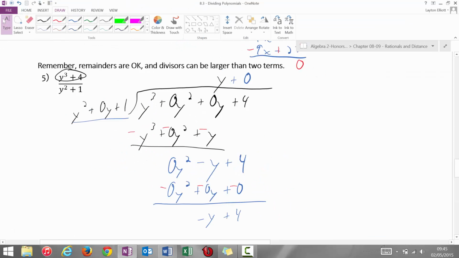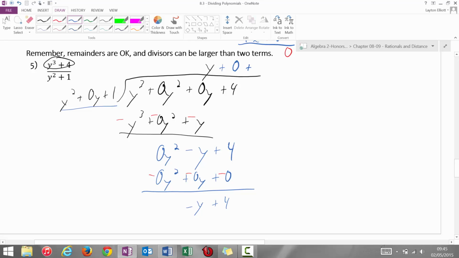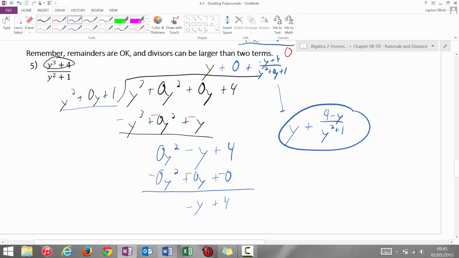So remainders are okay. I'm going to have plus a negative y plus 4 over y squared plus 0y plus 1. And then as a cleanup, let's just rewrite this. This is going to be y, and you can write this in a bunch of ways. I would say y plus, let's put 4 minus y over y squared plus 1. And that's it.